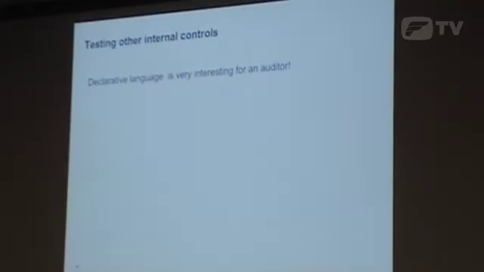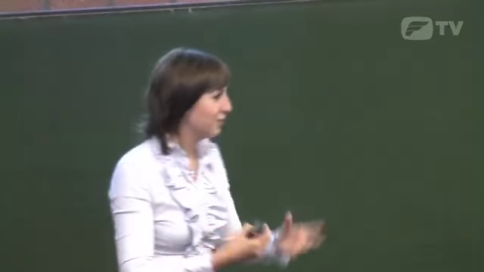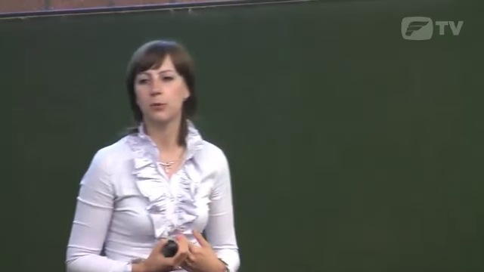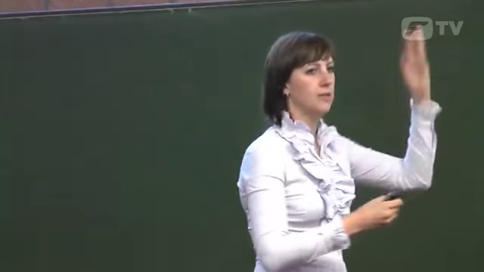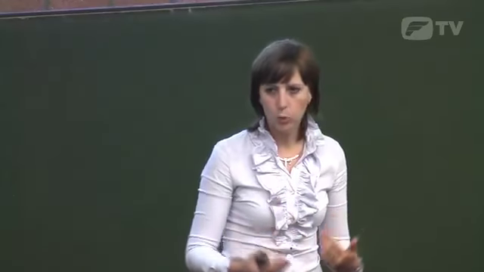What we also do, though I don't have examples here, is test other internal controls. Declarative language is very interesting for an auditor. Maybe a bit technical, but the technical people at least know what I mean. Declarative language gives you the opportunity to say that everything can happen, as long as if activity B happens, it is preceded by activity A, for example. These declarative rules are very interesting if a company says they installed some extra internal control, like this activity only happens after that activity if person Z is involved. These are the things that we customize for the client and include in our auditing testing.